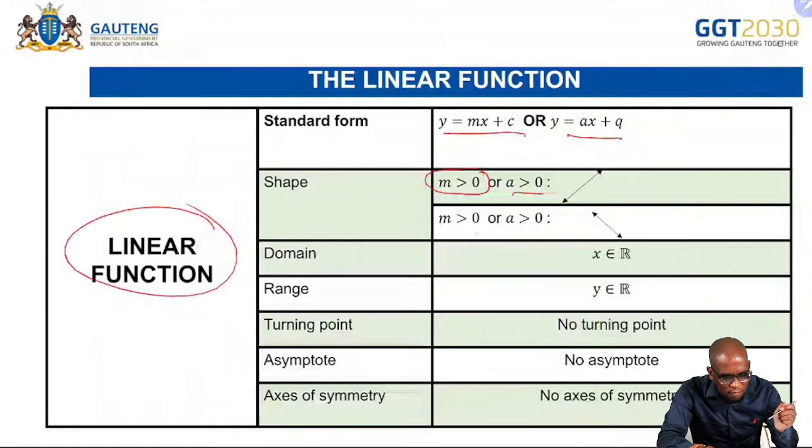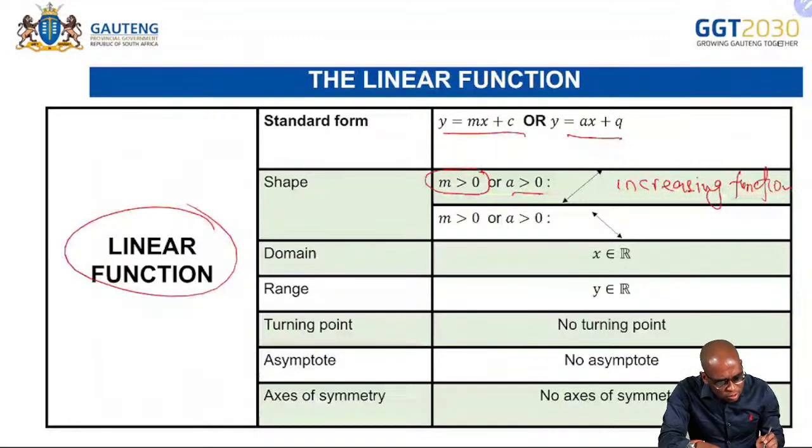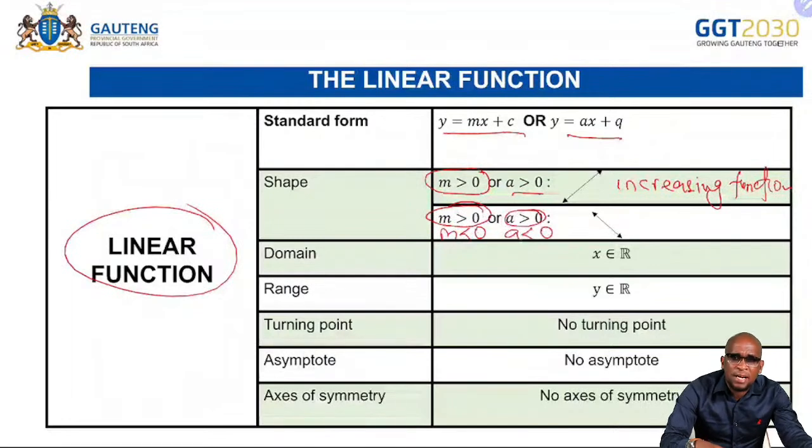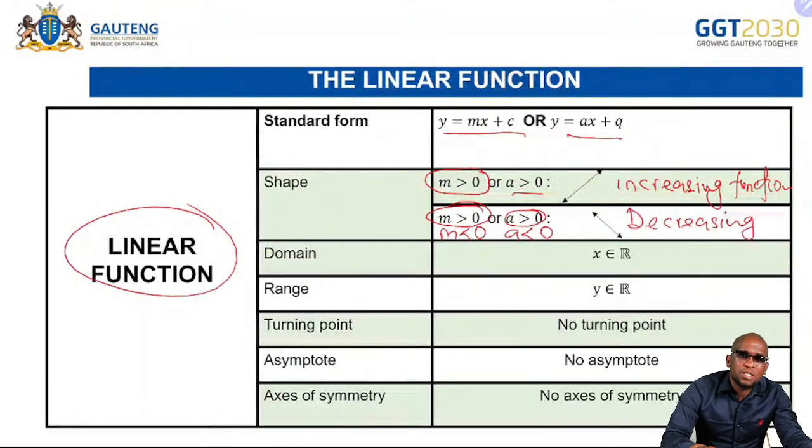If m is positive, you have that this is an increasing function, because when x increases, y also increases. And then you can see that now, if there's a mistake here, it should be m less than 0. If m is less than 0 and a is less than 0, there's an error there. That's where you get your decreasing function, which is telling you that when x increases, y decreases.